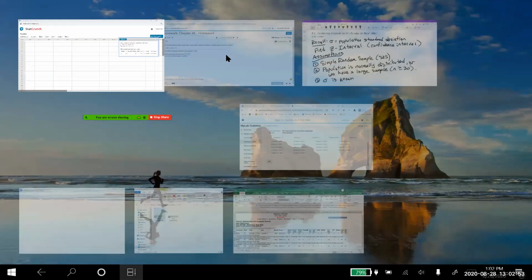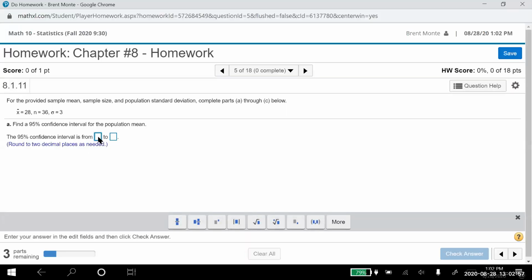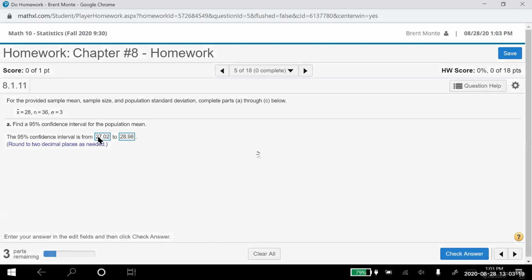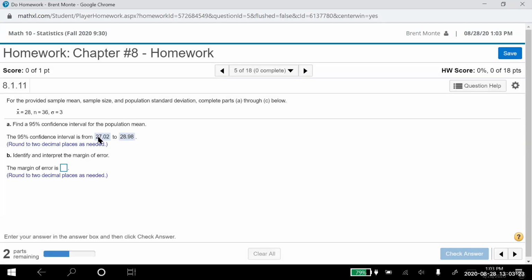So let's click down here. Let's go back to the homework problem. It's right there. And it says the confidence interval. I'm just typing in the lower limit as the left side. It says round to 2 decimal places. 27.02 is what I have. I'll tab over. The upper limit is 28.979, so I have to round up to 28.98. And we got it. All right.